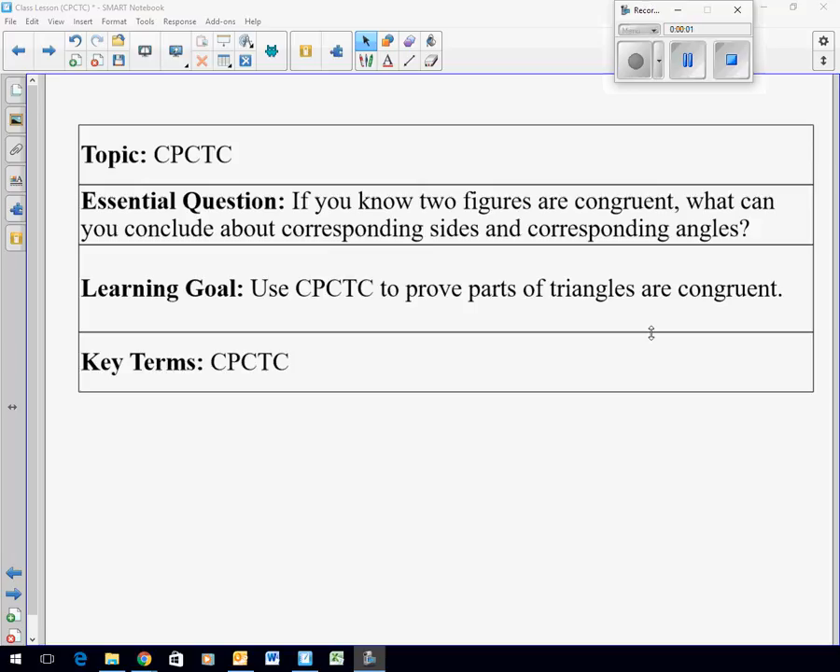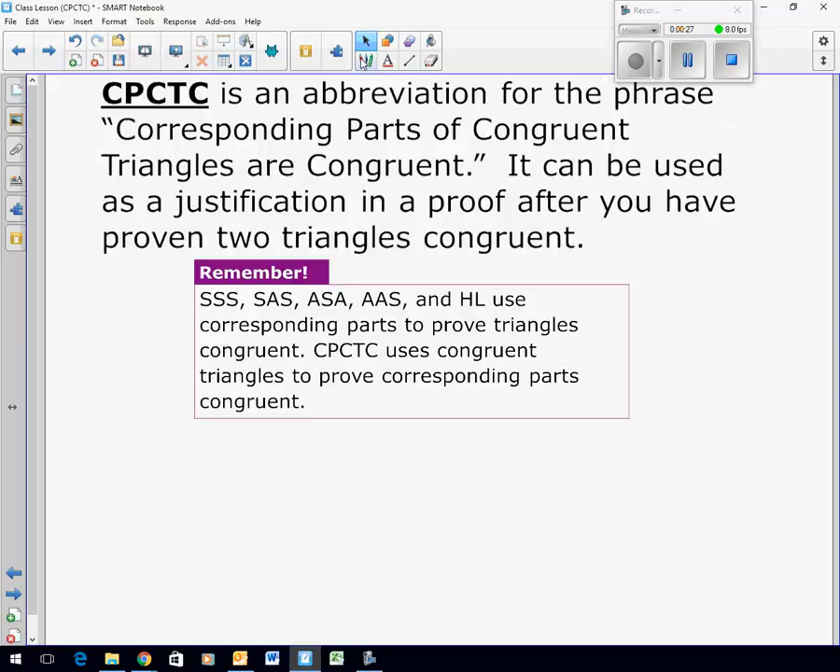CPCTC stands for congruent parts of congruent triangles are congruent. Our essential question: if you know that two figures are congruent, what can you conclude about corresponding sides and corresponding angles? Our learning goal is to use CPCTC to prove parts of triangles are congruent, and you guessed it, our key term is CPCTC. Speaking of CPCTC, what is it?